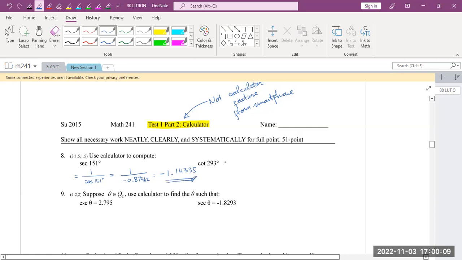Now how about cotangent 293? That's the reciprocal of tangent 293 degrees. Then I use my calculator. What is tangent 293 degrees? That is negative 2.35585. Then I use my calculator to do the reciprocal. I get negative 0.42447.